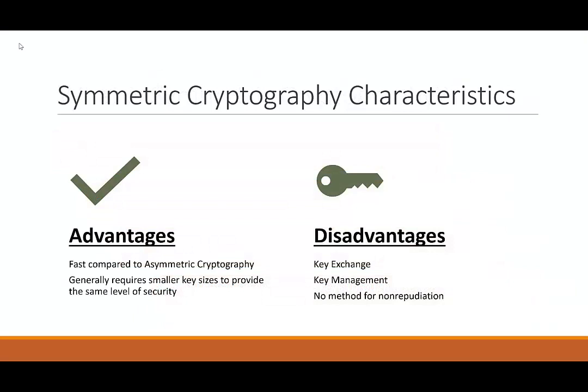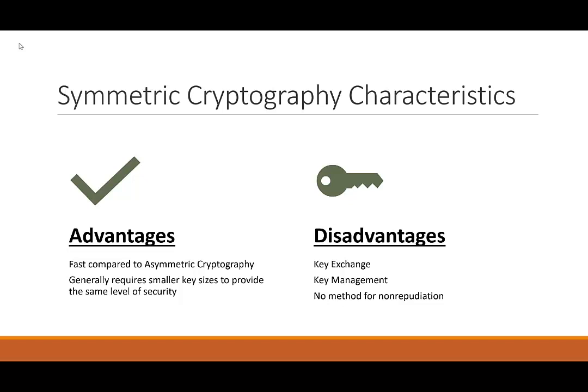Here are some of the characteristics of symmetric cryptography. Some of the advantages are that symmetric cryptography is fast, especially when compared to asymmetric cryptography, and generally requires smaller key sizes to provide the same level of security. For these reasons, symmetric cryptography is typically used for any sort of bulk encryption just due to the speed factor.